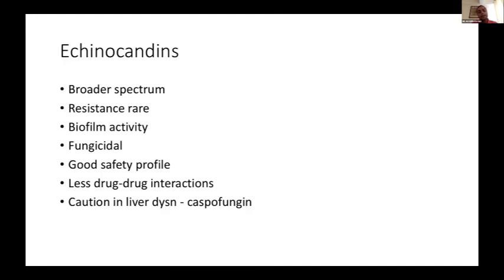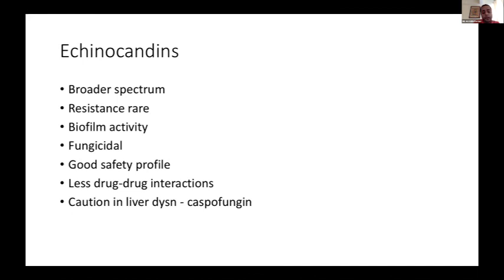Echinocandins are the relatively new kids on the block. They are quite broad in their spectrum of activity against the fungi. The resistance is very rare. In my years of practice, I've only seen one case of Candida auris that had developed resistance to echinocandins. They have very good biofilm activity as well. So they can be used, especially when you're still trying to search for the focus of infection. They're fungicidal and they have a very good safety profile and very limited drug-to-drug interactions.